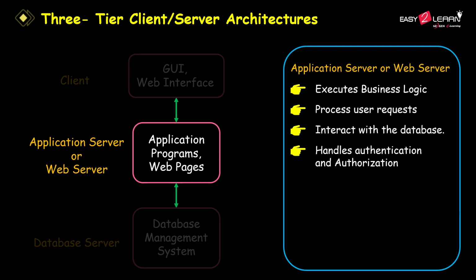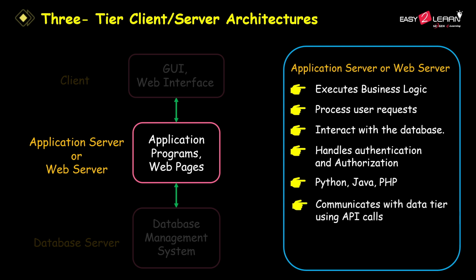For example, when you are transferring money online, this tier validates your credentials, checks your balance, processes the transaction, and updates the database. Now coming to the technologies used in this application tier, we can use programming languages like Python, Java, PHP, Ruby, Perl, and so on. Coming to the frameworks, we can use Spring Boot, Django, Laravel, Express.js. And for communication with the databases, we use API calls, application programming interface, to interact with the database tier.